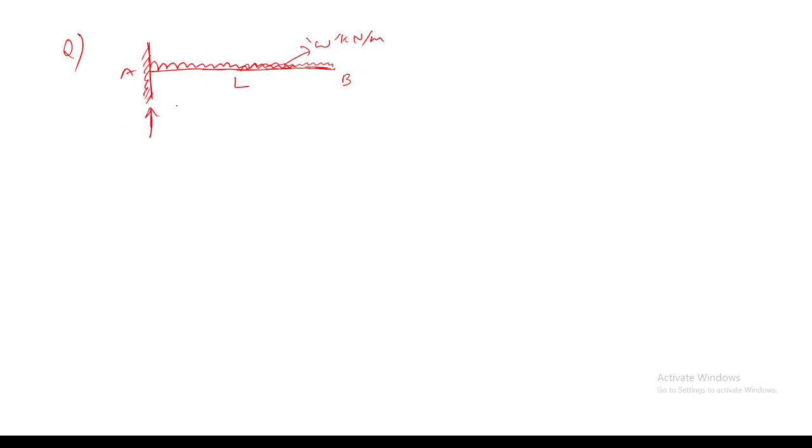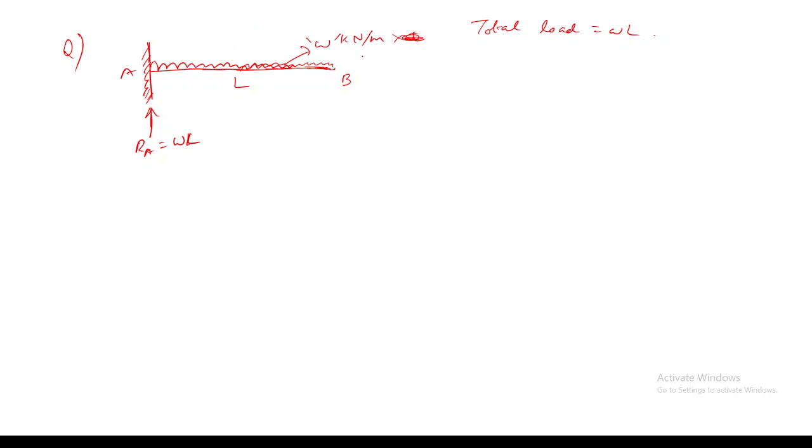What is the reaction here? It is W into L, which means W per unit length into the total length L. So you will have the total load as W into L, and that is the reaction at point A. And you will have a moment reaction also, right? How do you calculate the moment reaction? WL into L by 2.